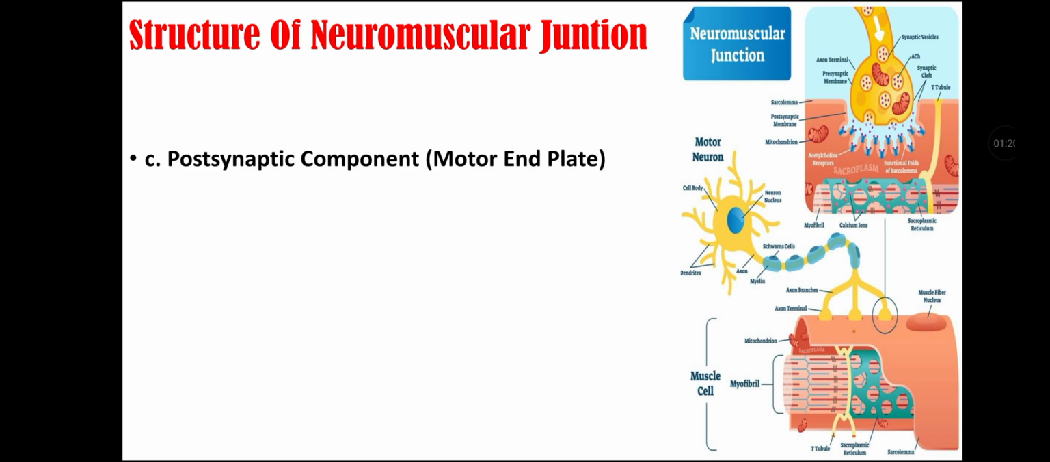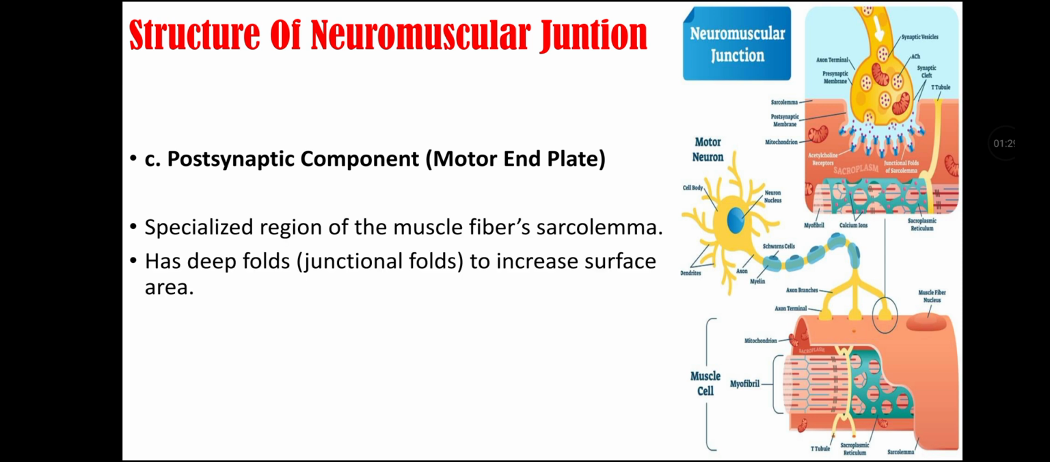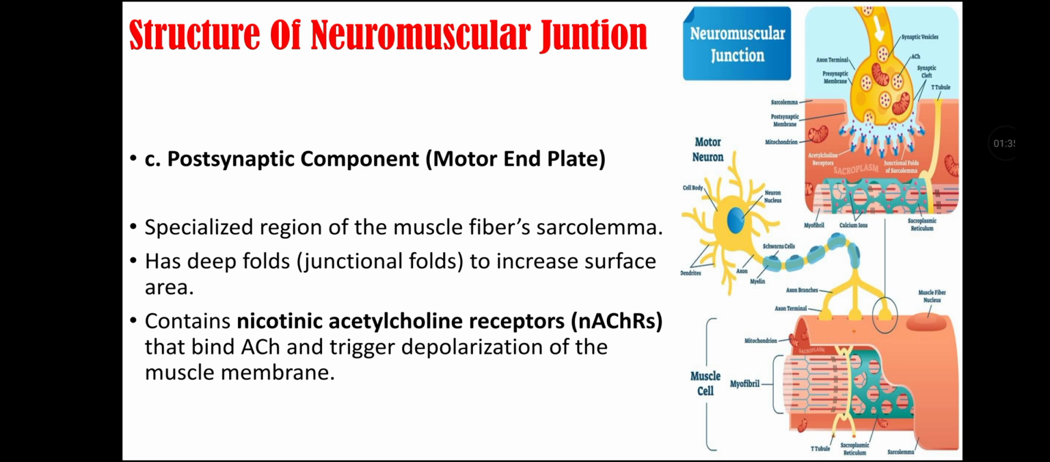Third component of neuromuscular junction is the postsynaptic component, that is also called the motor end plate. It is a specialized region of the muscle fiber sarcolemma that has deep folds, also called junctional folds, and these folds increase surface area. It contains nicotinic acetylcholine receptors that bind acetylcholine and trigger depolarization of the muscle membrane.